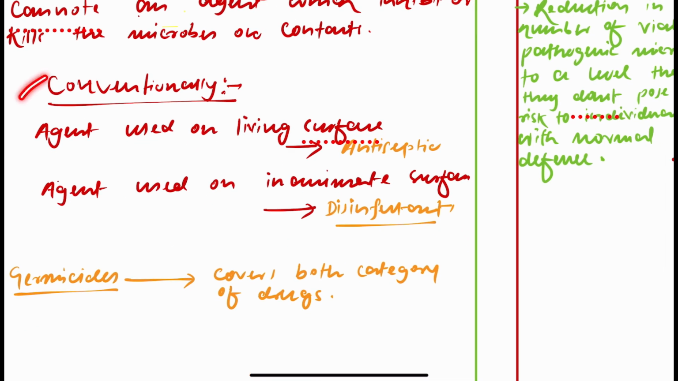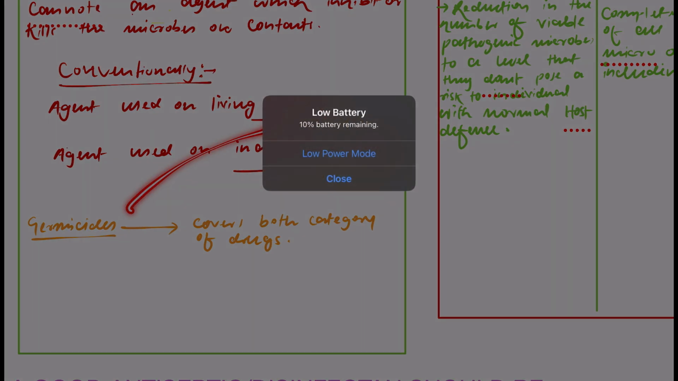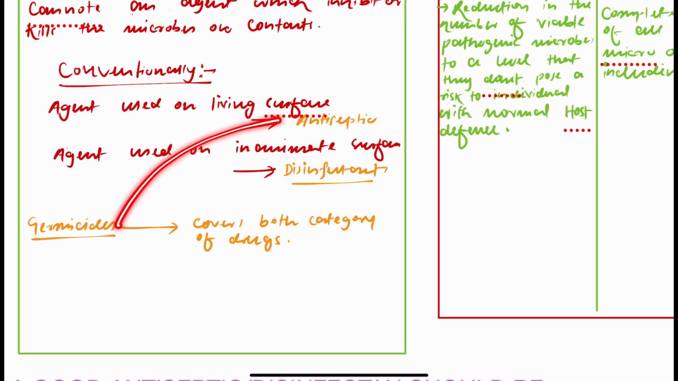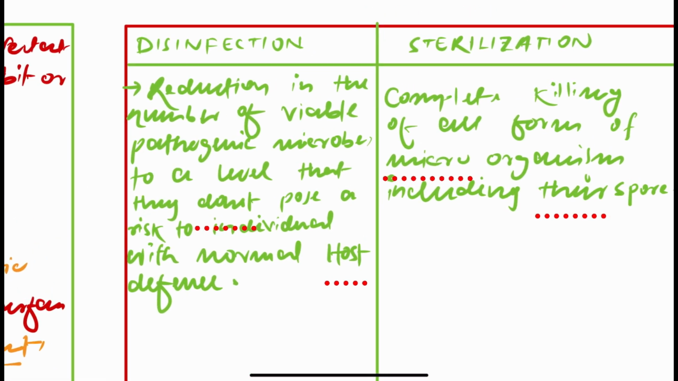So conventionally, two terms have been used, that is antiseptic and disinfectant. The agent used on a living surface is the antiseptic, and the agent used on an inanimate, that is non-living, surface is the disinfectant. So what is a germicide? Germicide is basically the common word that is used to imply antiseptics and disinfectants.